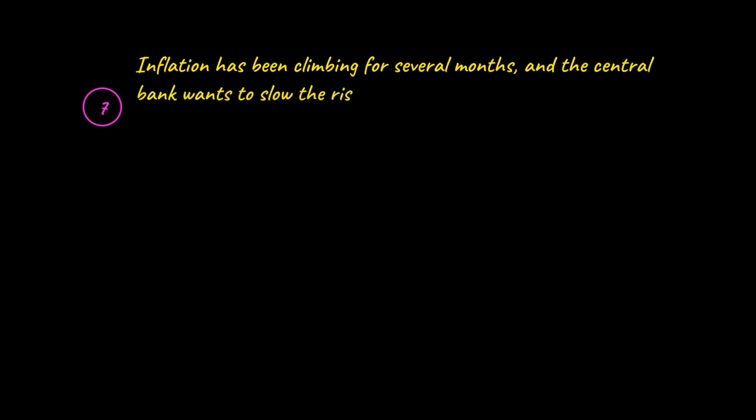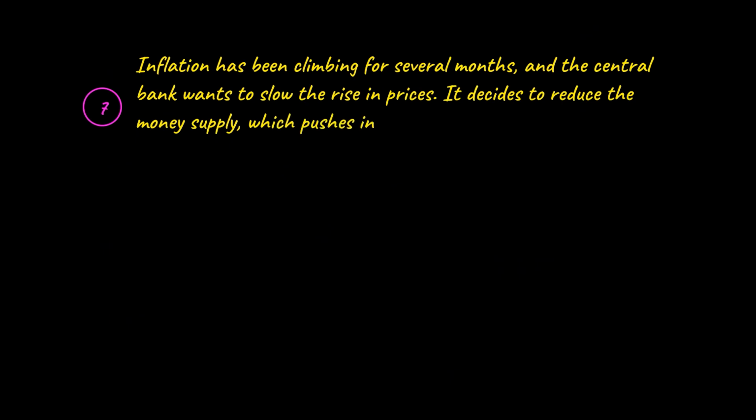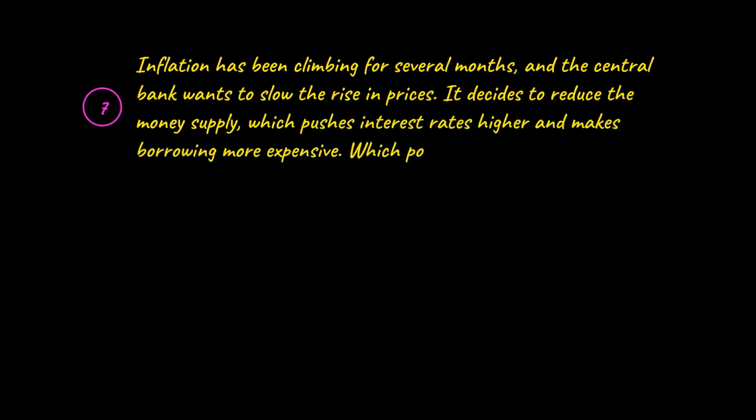Question 7. Inflation has been climbing for several months, and the central bank wants to slow the rise in prices. It decides to reduce the money supply, which pushes interest rates higher and makes borrowing more expensive. Which policy is the central bank using?